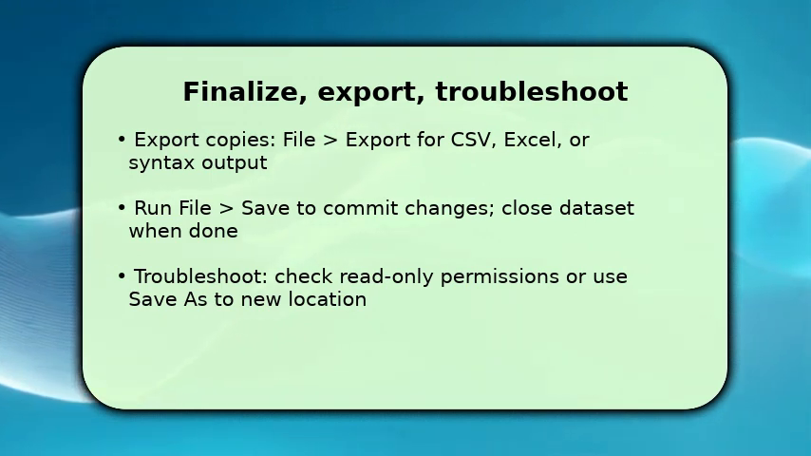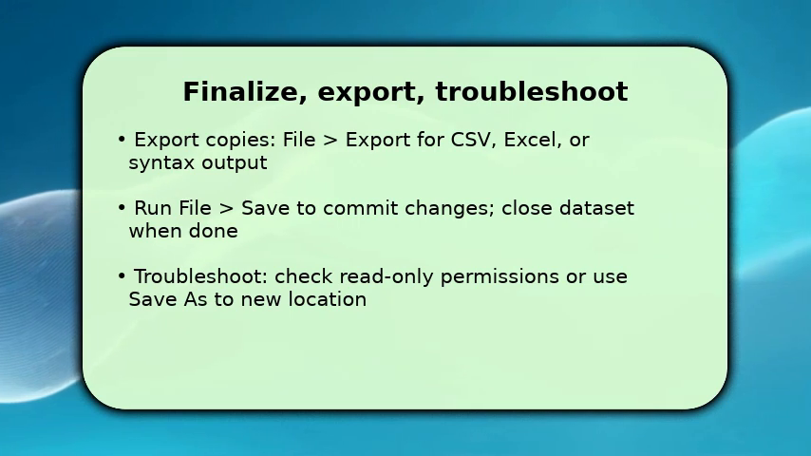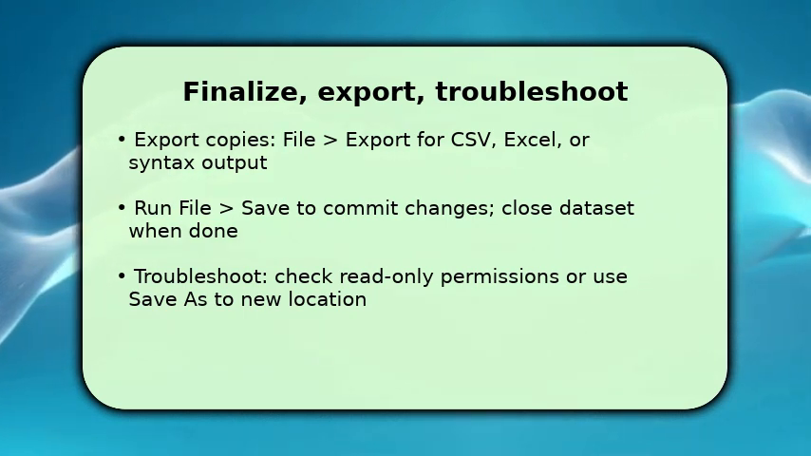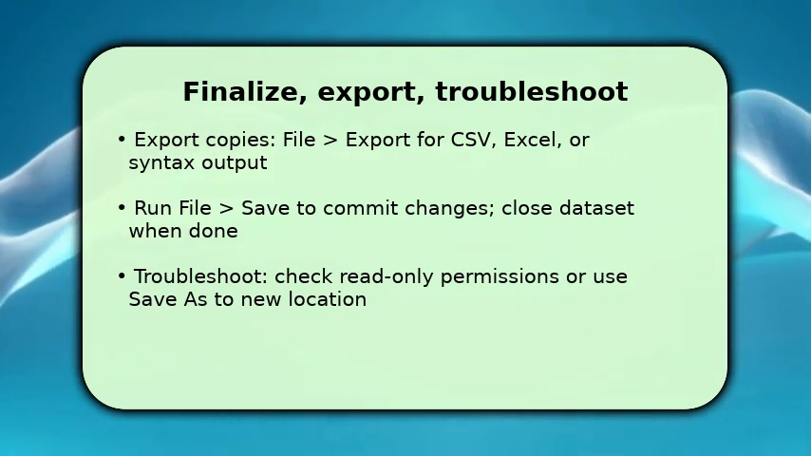If SPSS reports an error saving, try Save As to a different folder or file name. Often permissions or an open file lock causes failure. If problems persist, restart SPSS and save immediately to a new location to rule out transient locks or temp file issues.